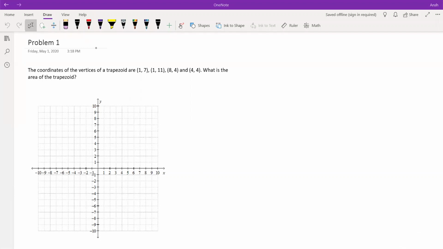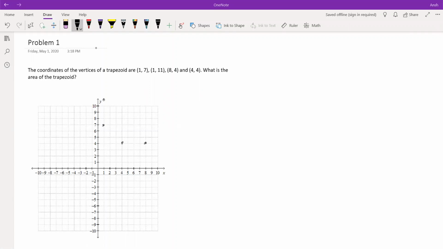So we have the coordinates of the vertices of a trapezoid at (1, 7), (1, 11), (8, 4), and (4, 4). If we draw in those points, we see that, oh, this one's a bit out of the graph, but here we are. The trapezoid looks like this.